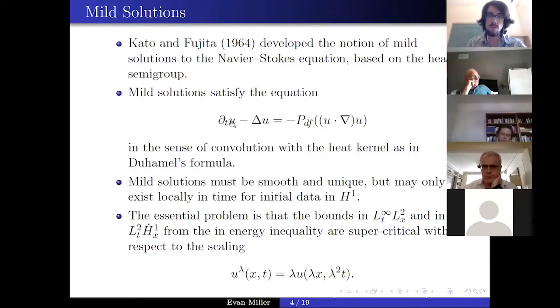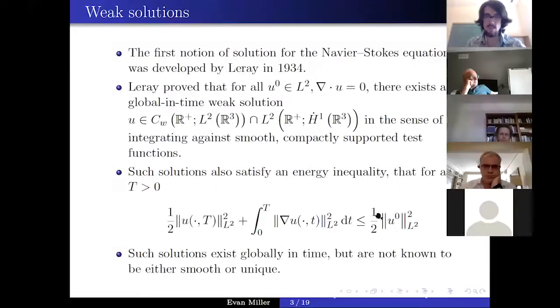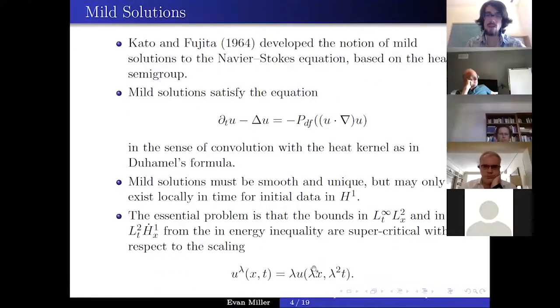So the essential problem is that we have two real bounds, both coming from the energy equality for smooth solutions: a uniform bound in time of the L2 norm, and we know that the H1 norm is square integrable in space and time. That comes precisely from this inequality. But both those bounds are supercritical with respect to the natural scaling of the Navier-Stokes equation. The Navier-Stokes equation is invariant under this rescaling: if u is a solution, then so is u_lambda for all positive lambda. But the critical norm here would be L3, not L2. We can control energy, but energy is not a strong enough quantity in three dimensions. In two dimensions, energy is scale critical and we do have global smooth solutions, but in three dimensions, it's not strong enough.